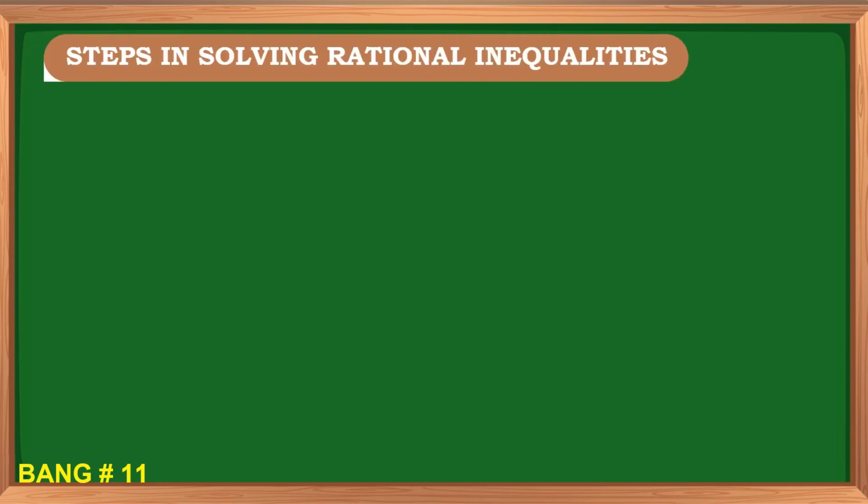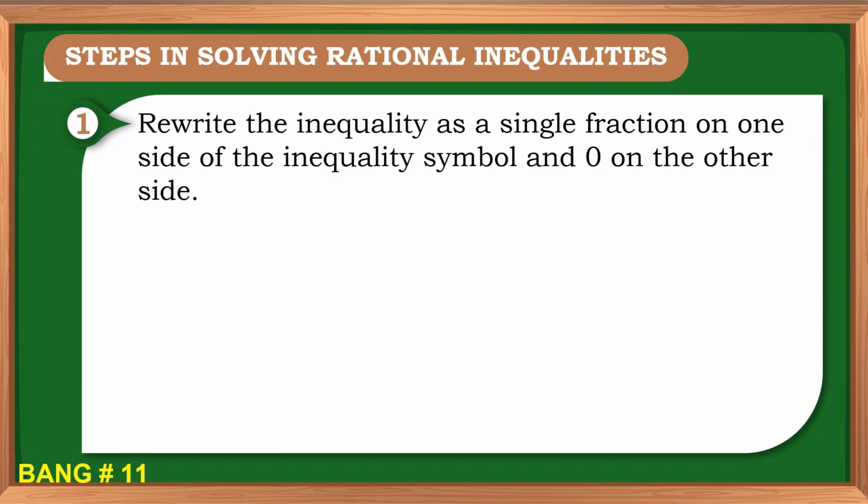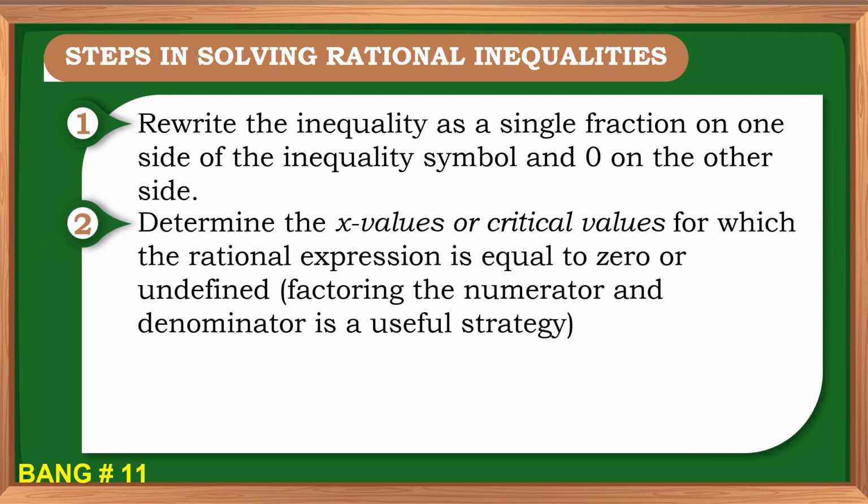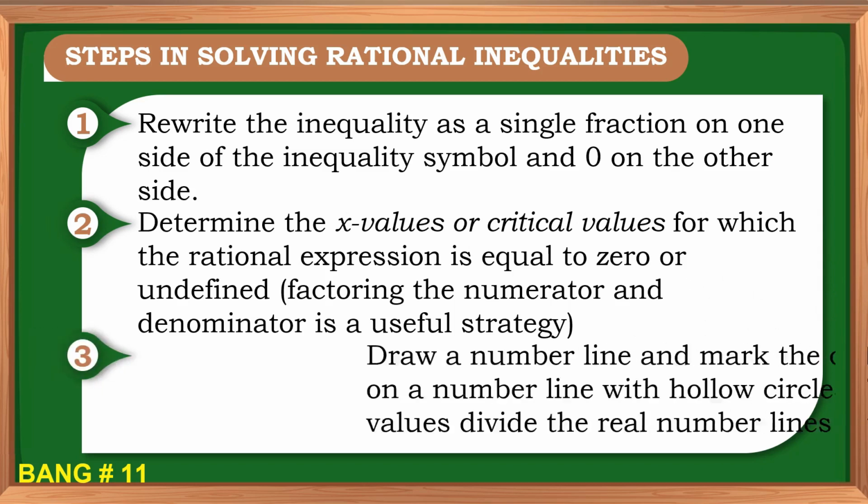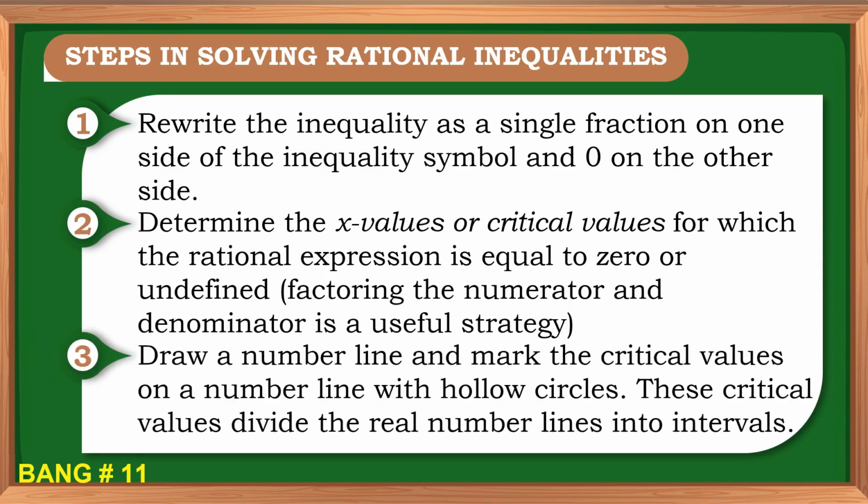These are the steps for solving rational inequalities. Step 1. Rewrite the inequality as a single fraction on one side of the inequality symbol and 0 on the other side. Step 2. Determine the x values or critical values for which the rational expression is equal to 0 or undefined. Factoring the numerator and denominator is a useful strategy. Step 3. Draw a number line and mark the critical values on a number line with hollow circles. These critical values divide the real number lines into intervals.